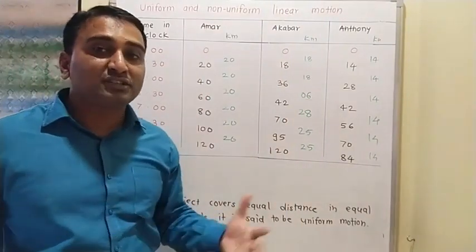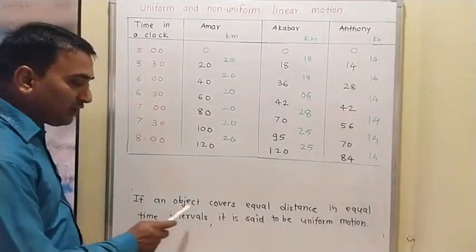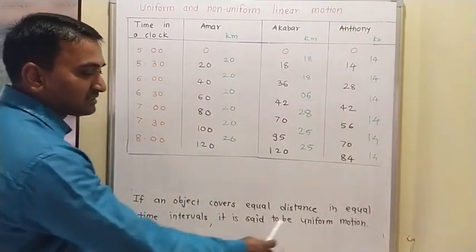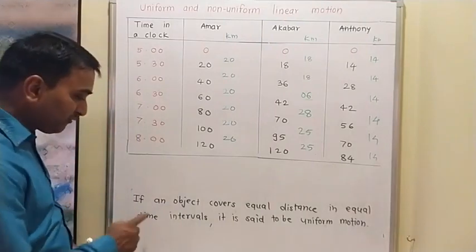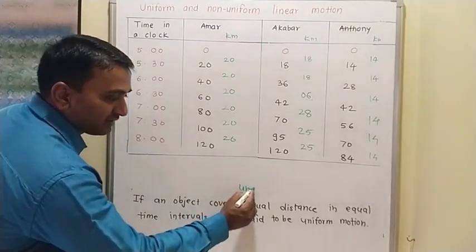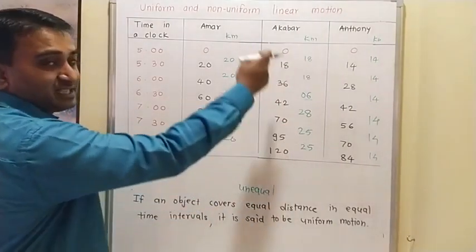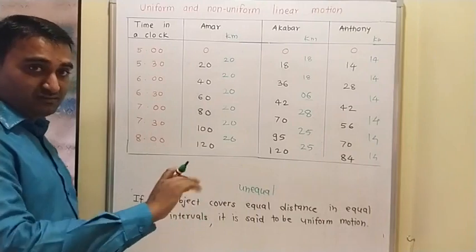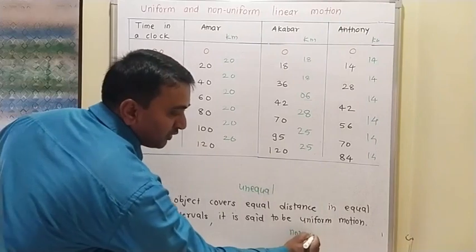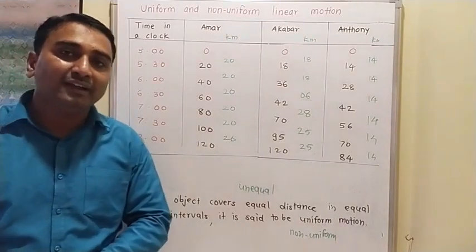So what should be the definitions of uniform linear motion and non-uniform linear motion? See here, if an object covers equal distance in equal intervals of time, it is said to be uniform motion. But if an object covers unequal distance in equal interval of time, the time interval is equal but the distance covered by that object is unequal, then it should be non-uniform motion. Those are the definitions of uniform motion and non-uniform motion.